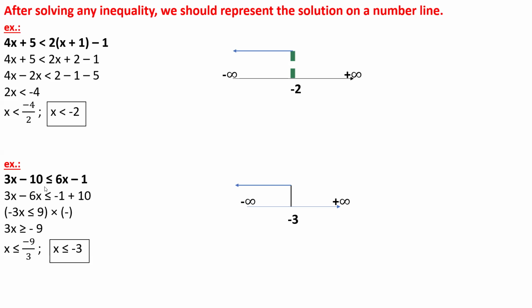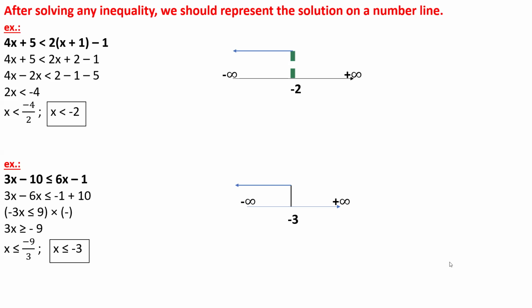3x minus 10 less than or equal 6x minus 1. Also here, I get all x to side 1, all numbers to side 2. After calculation, minus 3x less than or equal 9. I should multiply all the inequality by minus. So I switch the sign in between. 3x greater than or equal minus 9, then x is less than or equal minus... no, greater than. This should be greater than. So let me correct it.